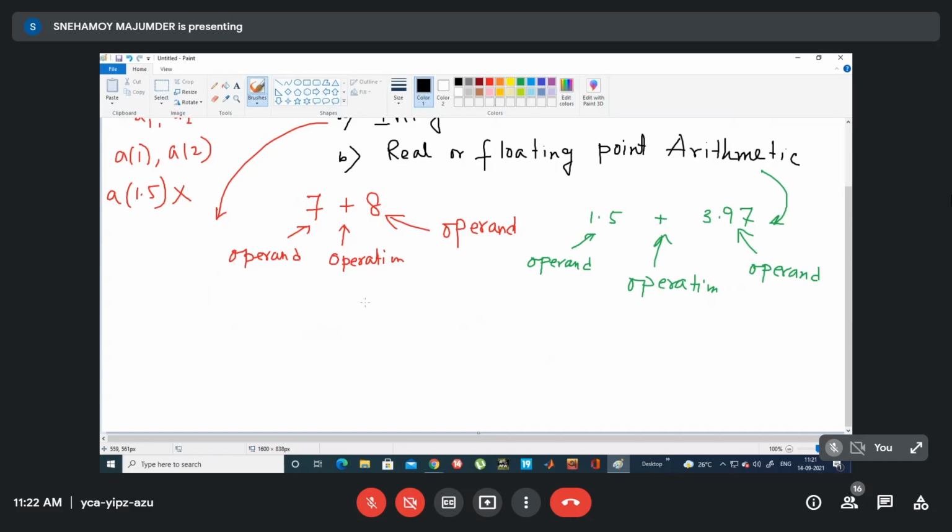And in a real or floating point arithmetic, the way the numbers, particularly real numbers, are stored or used is called normalized floating point mode. Normalized.